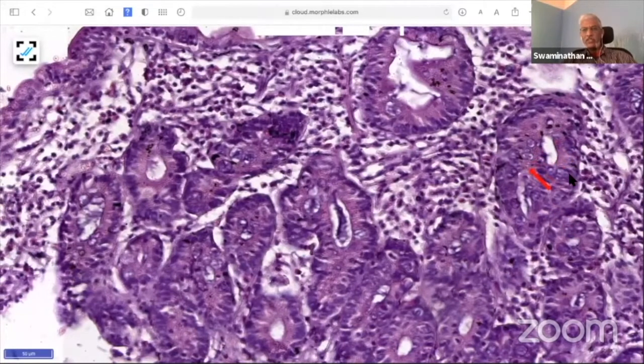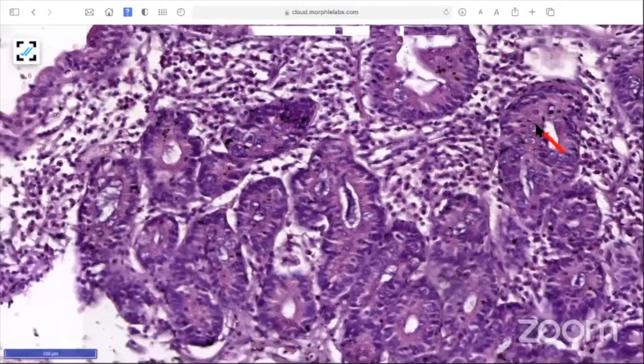So these are the 3 criteria for the diagnosis of celiac disease: villus atrophy, crypt hypertrophy, and an increased number of lymphocytes in the lamina propria and attacking the epithelium, which are known as intraepithelial lymphocytes. Okay, epithelial lymphocytes are known as intraepithelial lymphocytes. So the first case is celiac disease.